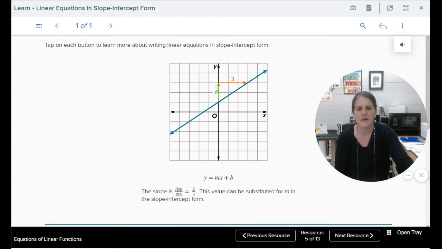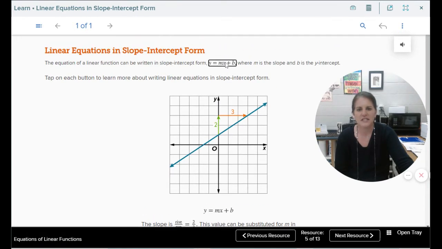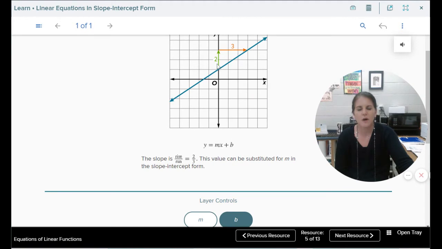Rise over run. Our slope in this equation is the m in front of it. So our rise here is rising 2. My run is 3. I run over 3 units. I rise up 2, run over 3. So that is my slope. That goes in place of my m.